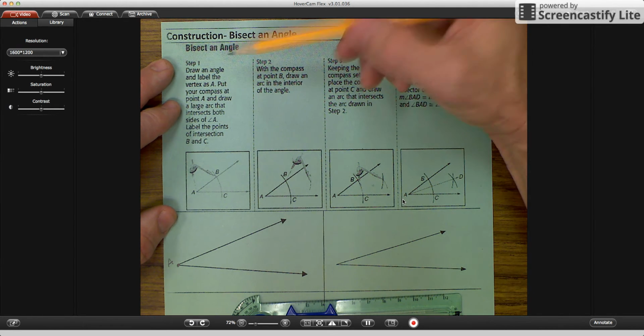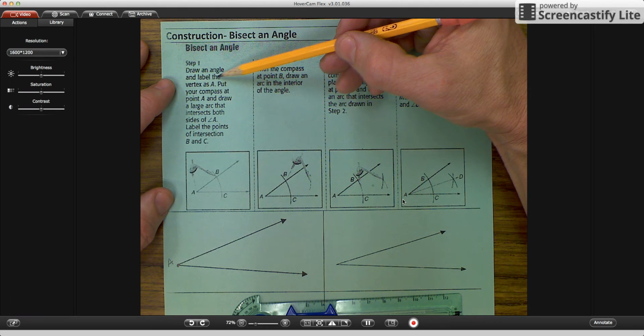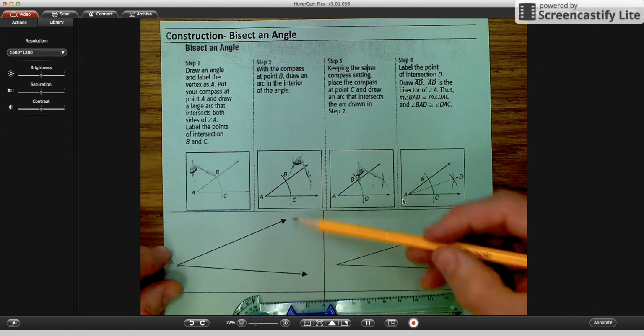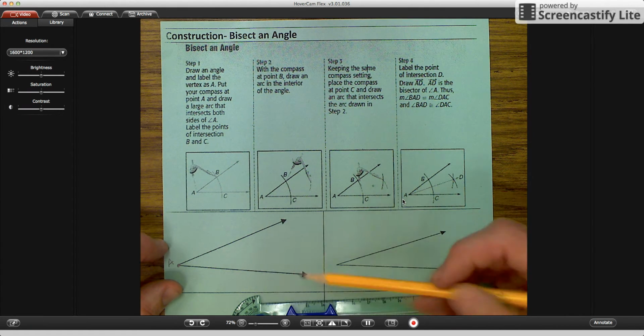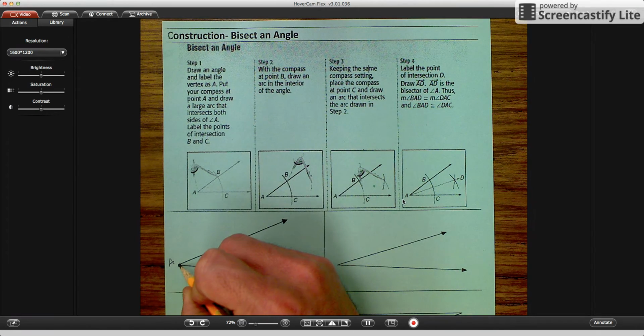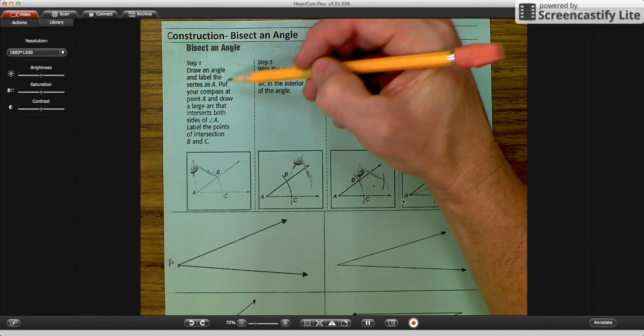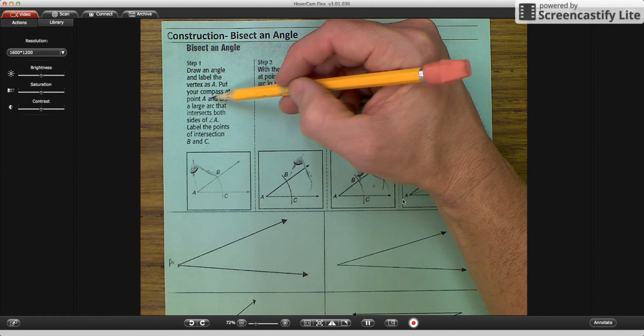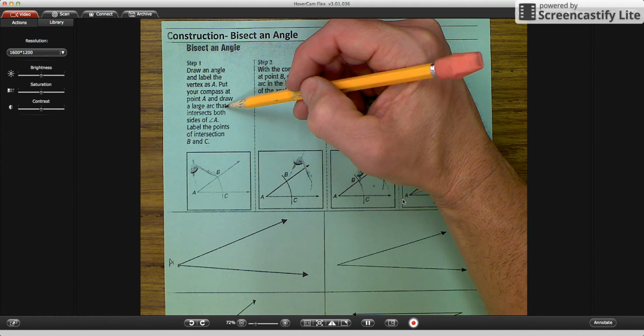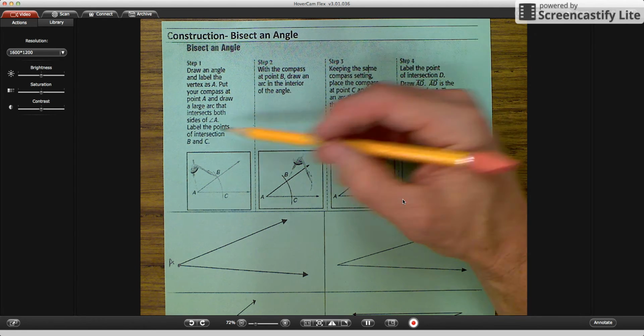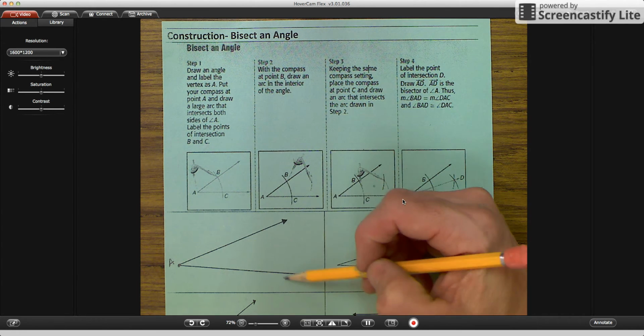Okay, so let's look. It says draw an angle and label the vertex as A. Well, we have our angle drawn here. So we are going to label the vertex, the corner, as A. You're going to put your compass at point A and draw a large arc that intersects both sides of angle A.